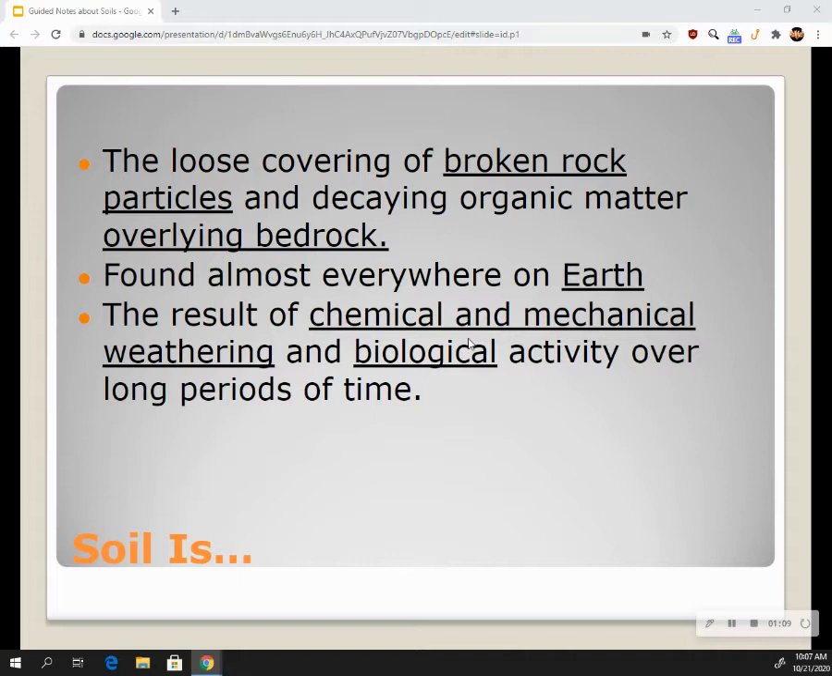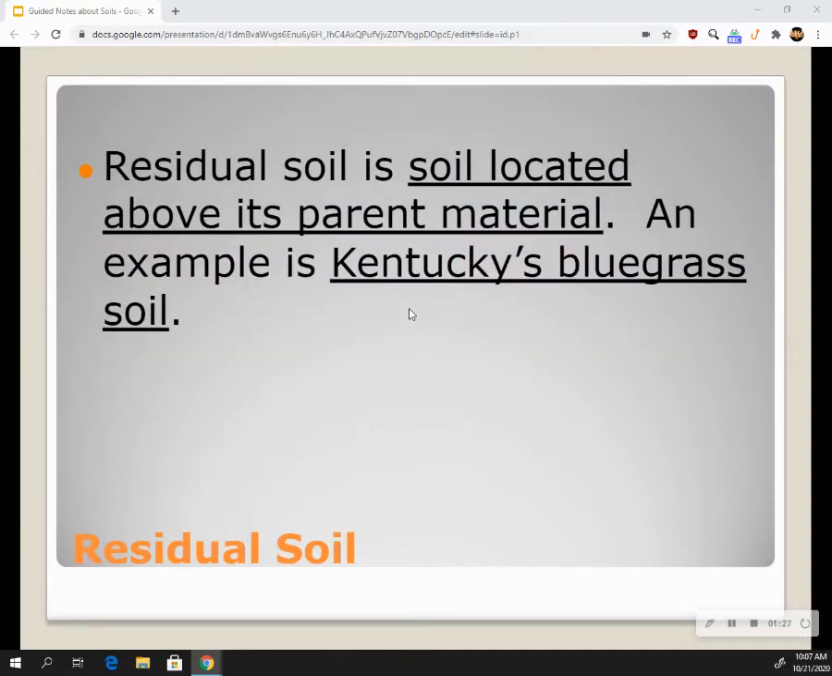So soil is found almost everywhere on Earth, including the deserts. Deserts still have soil because they still have organic material in them. And you'll see the result of chemical and mechanical weathering over time, and biological activity over time, shows the different types of soil. So our first type of soil is residual soil.